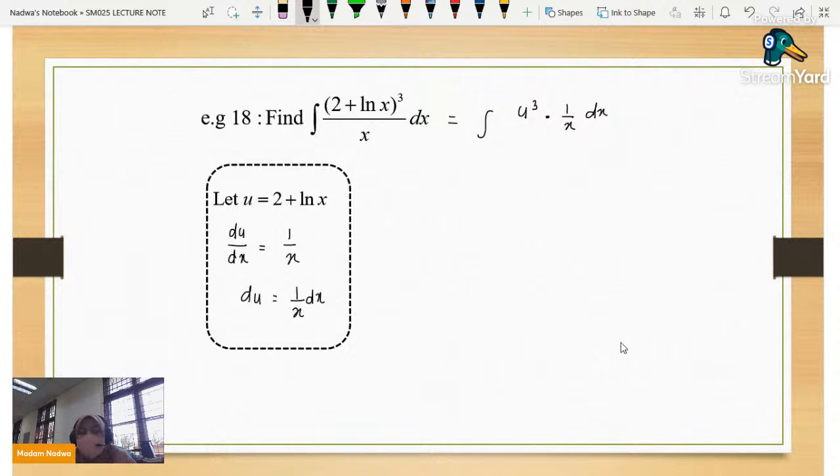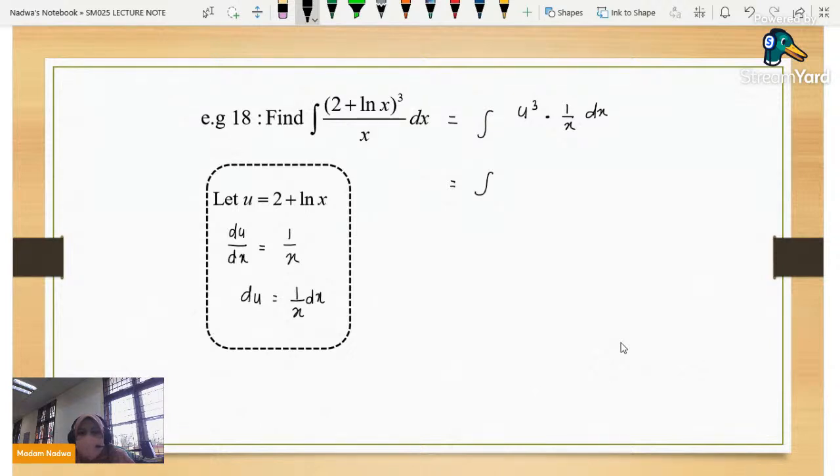So, saya tukar yang mana saya tahu dulu. Ni jadi u kuasa 3. 2 plus ln x kuasa 3 ni jadi u kuasa 3. But then, kita tahu substitution kita ni masih lagi tak selesai because dalam integration ni dia bercampur aduk u dengan x. Okay, so kita kena tukar semua jadi u, barulah substitution kita tu selesai.